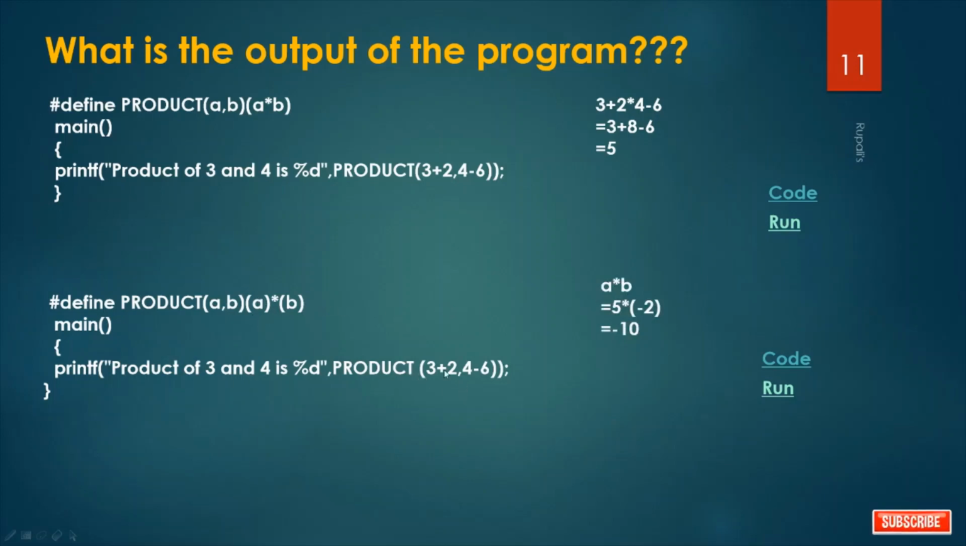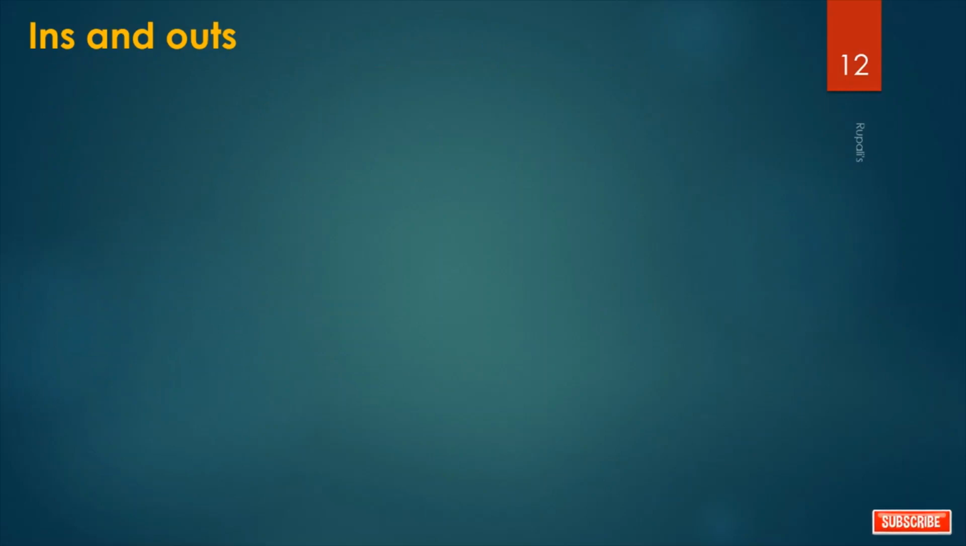First, A means 3 plus 2, so it is 5. And B means 4 minus 6, so it is minus 2. We get minus 10.